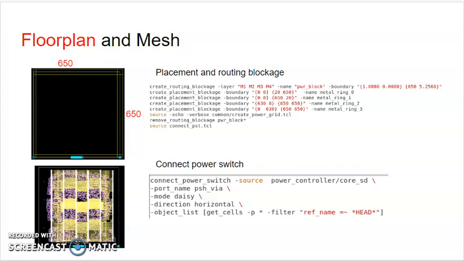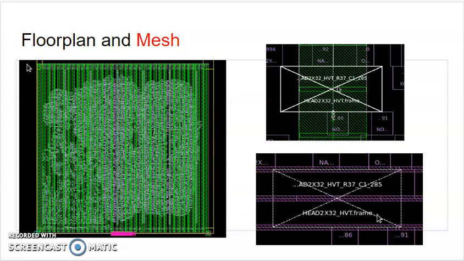I will create a ring in the power mesh, so I don't want any cells placed under the ring mesh. So I create 4 placement blockages to prevent that. Also, I create a routing blockage so the mesh will not impact the routing resources of the port. After that, I use the connect power switch command to connect the power switch. It shows in here. Then I create a mesh.